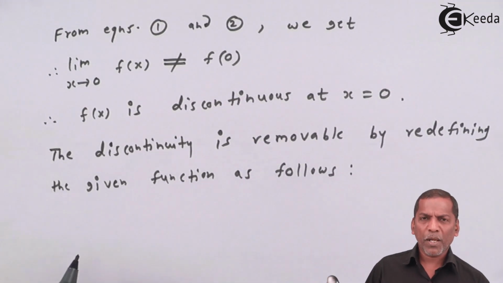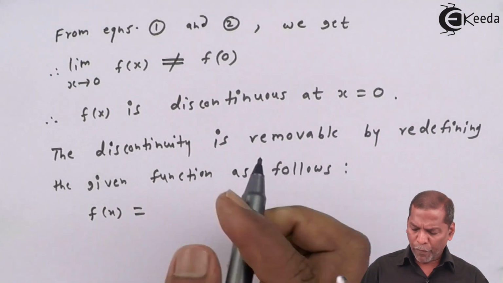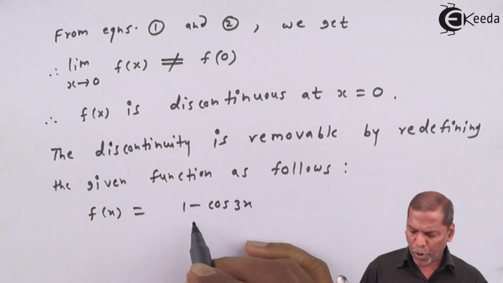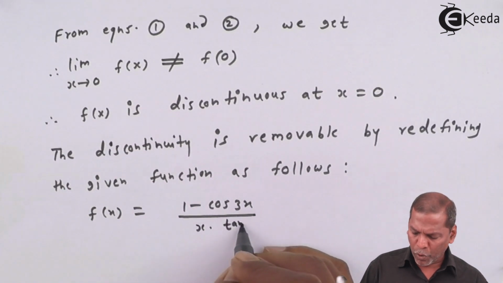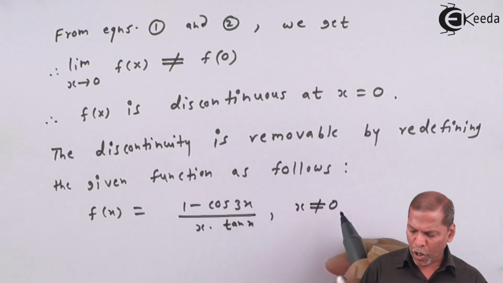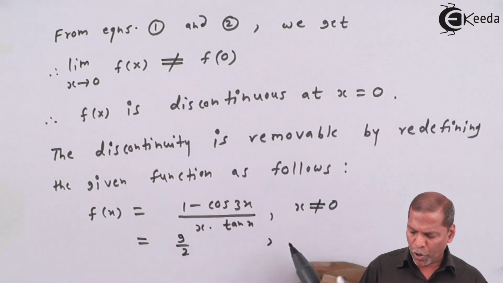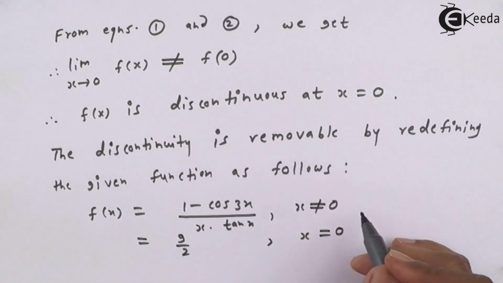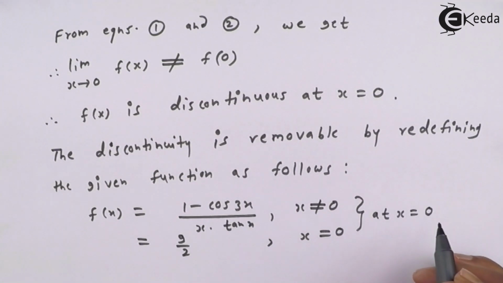F of x is equal to, so f of x is equal to (1 minus cos of 3x) upon x into tan x, for x not equal to 0, and is equal to 9 upon 2, for x equal to 0, at the indicated point x equal to 0.